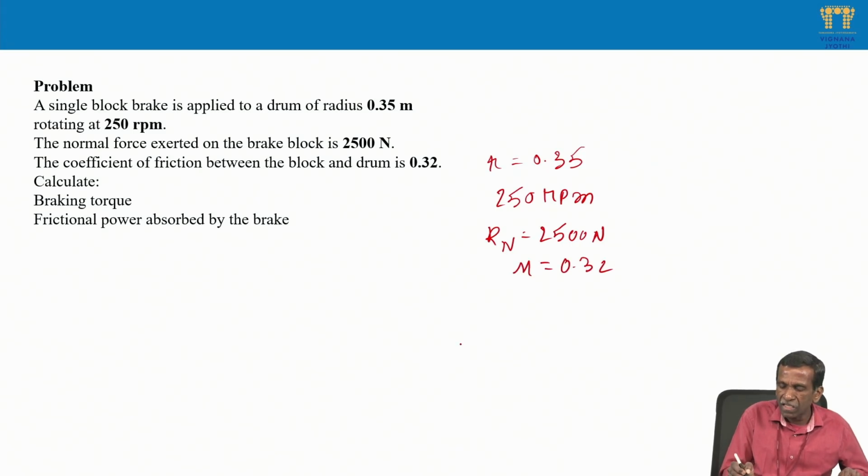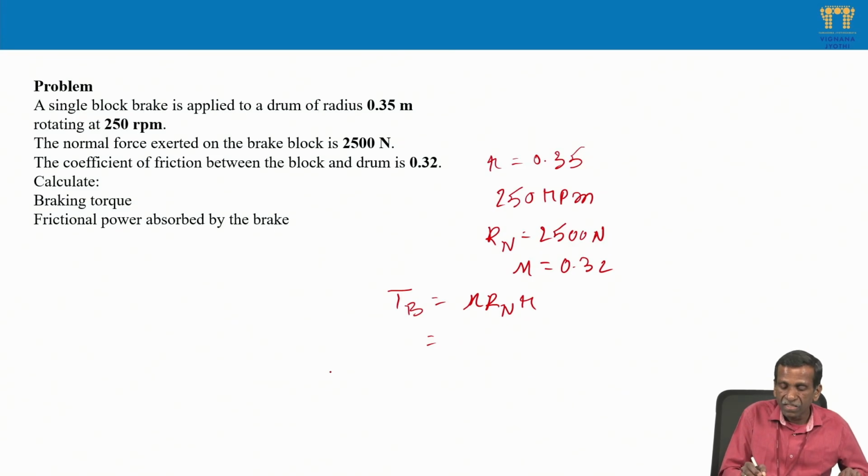We need to calculate the braking torque. Braking torque, we know that, is mu Rn into R. We can substitute: mu is given 0.32, Rn is 2500, and R is 0.35. We will get the braking torque.